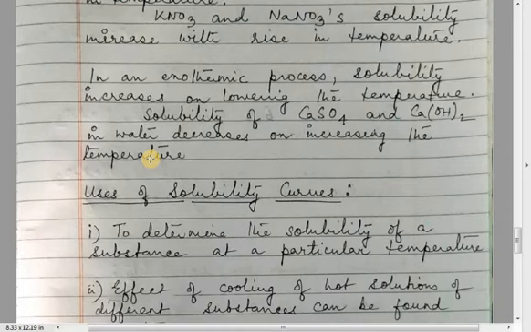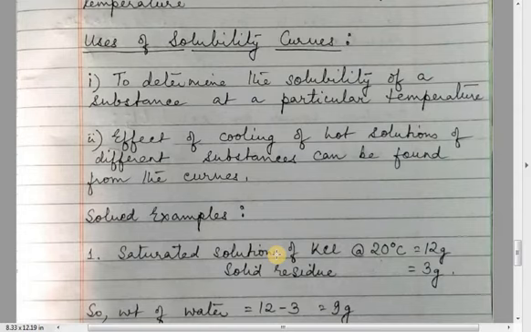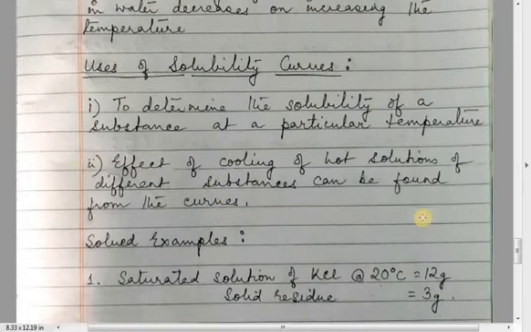Now, the uses of solubility curves. The uses are to determine the solubility of a substance at a particular temperature, and the effect of cooling of hot solutions of different substances can be found from the curve. For example, on this second point, there are certain problems solved.